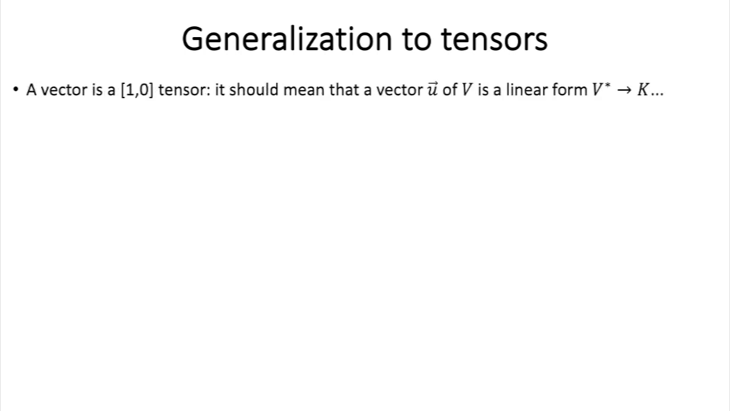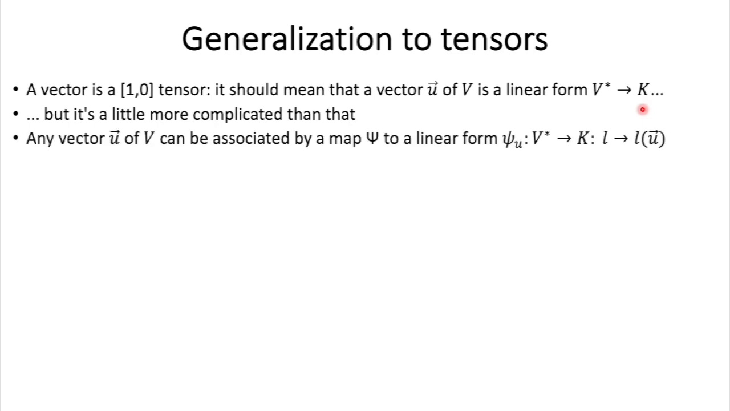Now, I said a vector is a 1-0 tensor. It should mean that a vector U of the vector space is a linear form from the dual space to K, to the field of scalars. But it's actually a little bit more complicated than that. Any vector U can be associated by a map psi here, big psi, to a linear form like this, so that means to associate a linear form to the image of the vector by this linear form. And that means that this linear form is a member of the dual space of the vector space V.